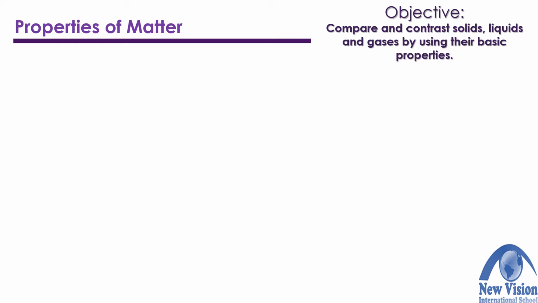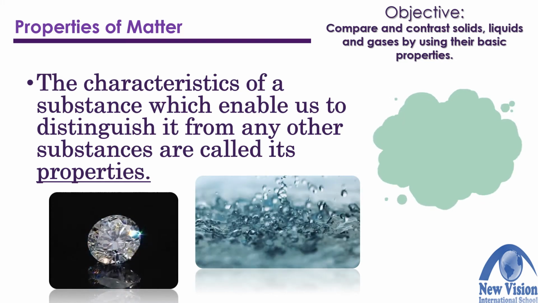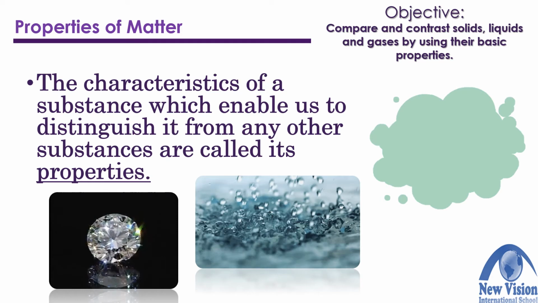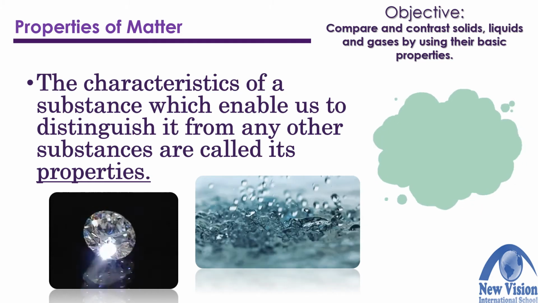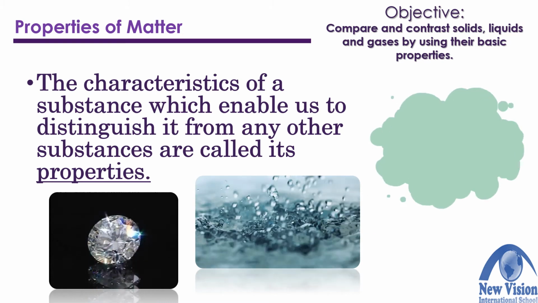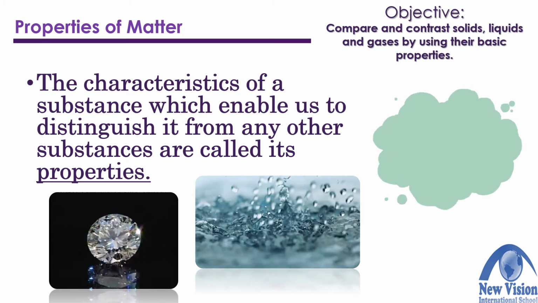We can describe matter through its properties. The characteristics of a substance which enable us to distinguish it from any other substances are called its properties. Like if a solid is hard, the temperature of the water, or the color of the fume of a gas.